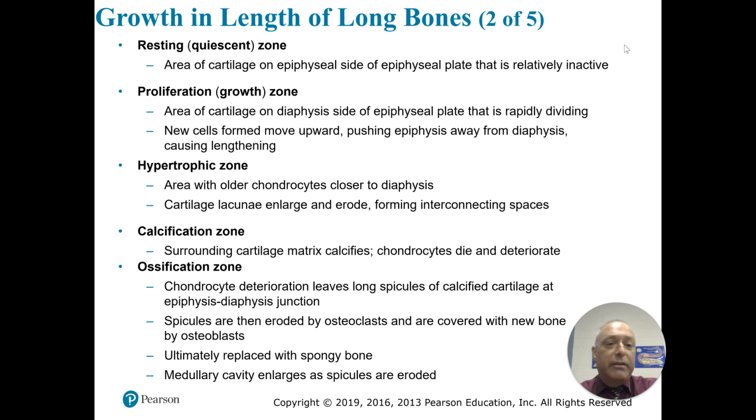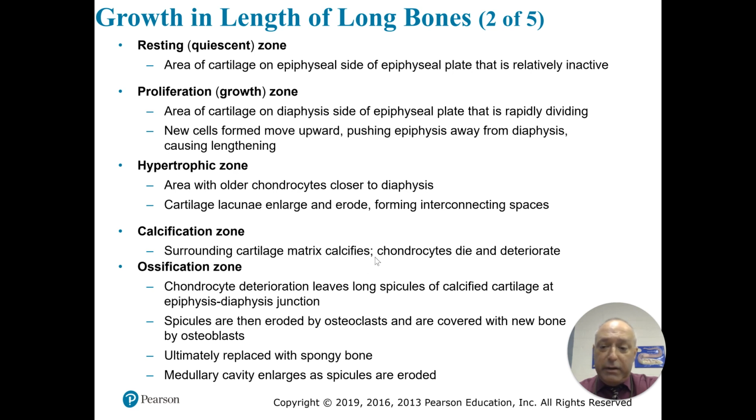The resting or quiescent zone is an area of cartilage on the epiphyseal side of the epiphyseal plate that is relatively inactive. There is a proliferative zone, which is the area on the diaphysis side of the epiphyseal plate that is rapidly dividing. And these cells are pushing upward, elongating the bone. There's a hypertrophic zone, an area of older chondrocytes closer to the diaphysis, and the cartilage lacunae enlarge and erode, forming interconnected spaces. There's also a calcification zone surrounding the cartilage matrix.